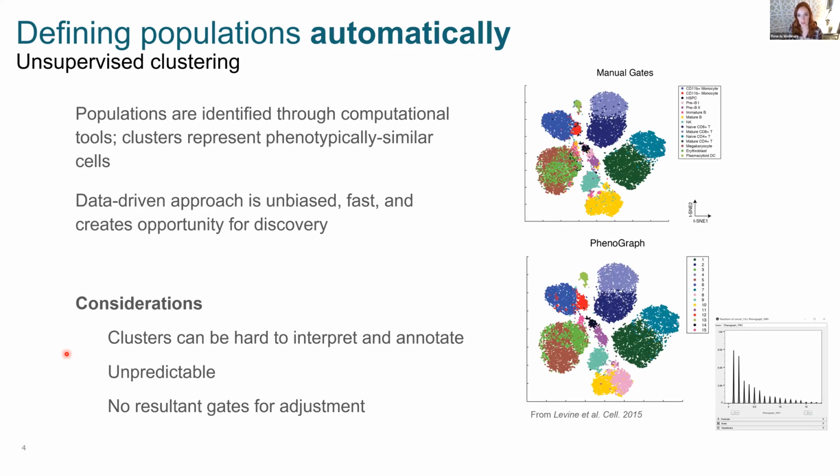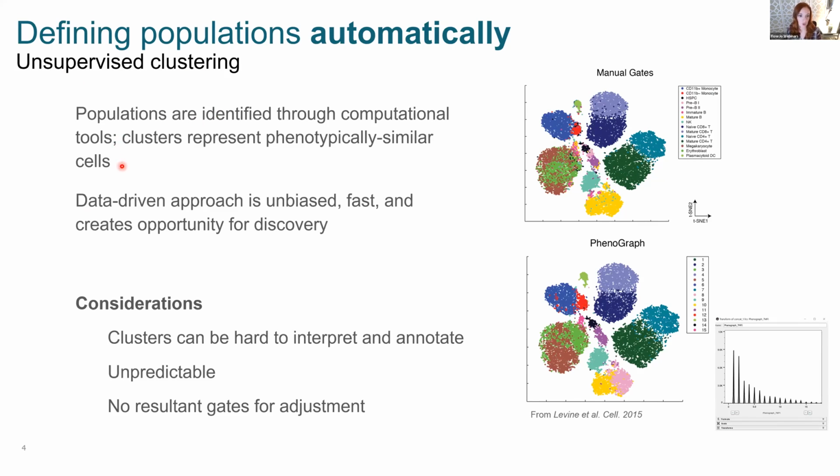Now, an alternative to manual gating, and it would be a strong alternative, would be unsupervised clustering. For those of you that have watched any of our high parameter workflow webinars, we talk about these tools very heavily. So I'd encourage you to watch one of those webinars if you're very interested in these tools. But just to summarize it on a slide, defining populations automatically can be summarized as basically unsupervised clustering.